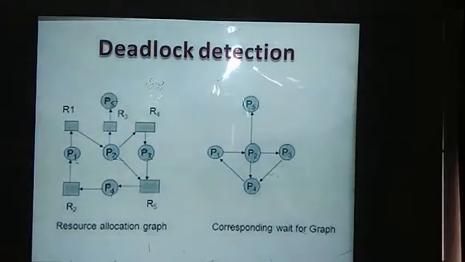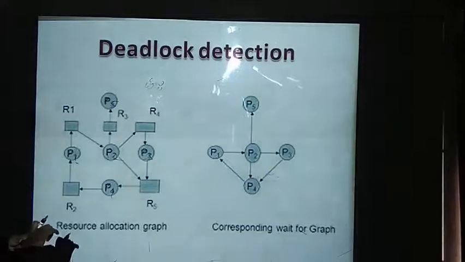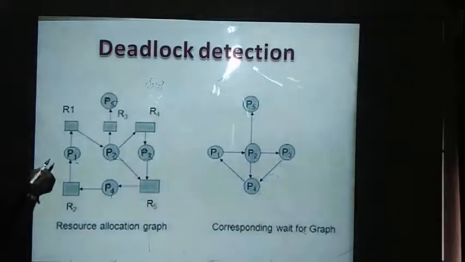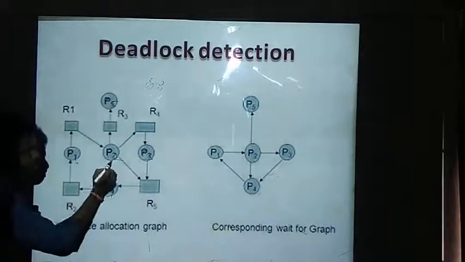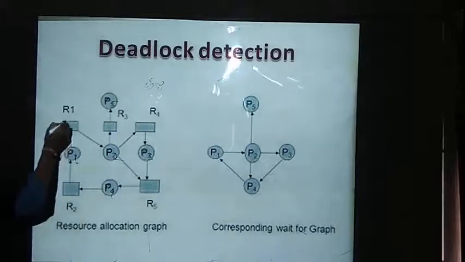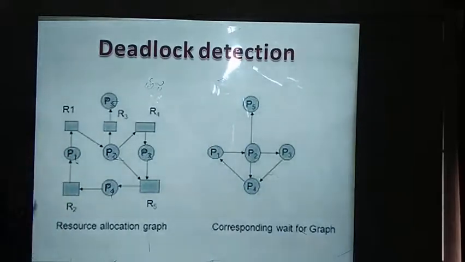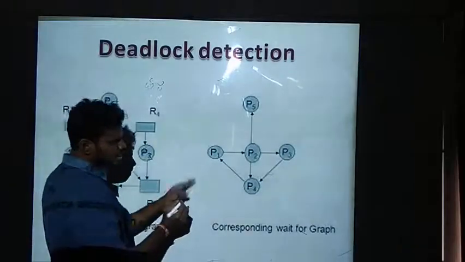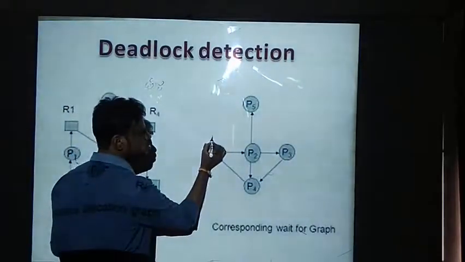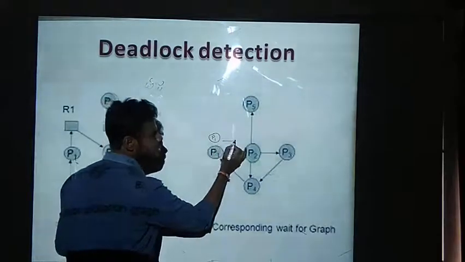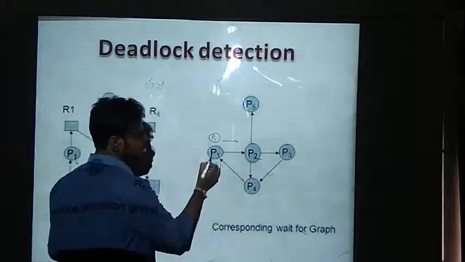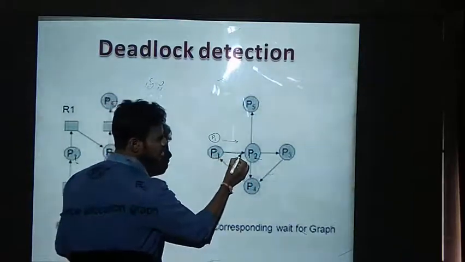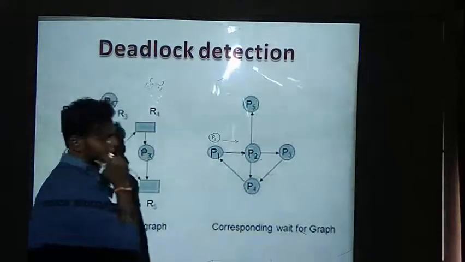How do I convert it? I remove the resources and show which process is depending on which process. See here, P1 is waiting for R1. R1 is given to P2. If P2 completes, then R1 will be released and given to P1, and it will be executed. That is the reason, in the wait-for graph, I show P1 is waiting for P2. I am showing the request in this format: if P2 completes, then P1 will complete.